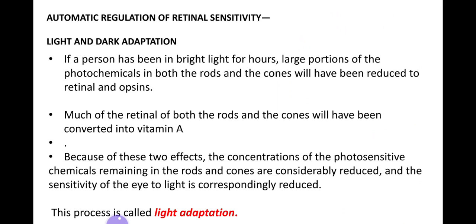What is the automatic regulation of the retinal sensitivity? We explain it by the light adaptation and the dark adaptation. What is light adaptation? If a person has been in bright light for hours, a large portion of the photochemicals in both the rods and the cones will have been reduced to retinal and opsins. Much of the retinal of both the rods and the cones will have been converted into vitamin A.